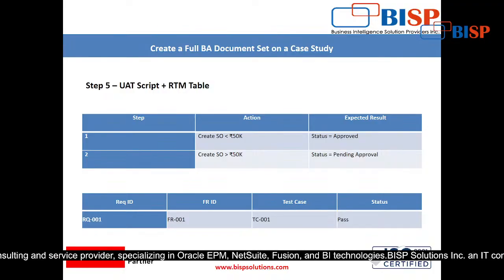In the unit test case scenario, it's an Excel sheet in which you have to write down which role has to do what, what the expected result is, and what the actual result was, and then put down either pass or fail, right? That will be the Excel sheet.